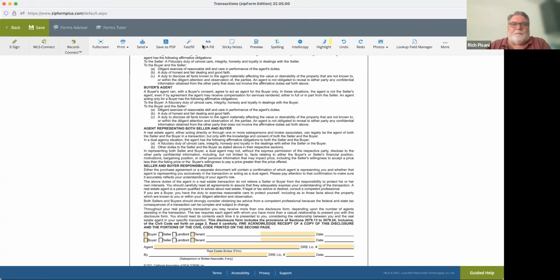Sorry. All right, so it's required by statute, and it also discloses that there can be dual agency where the agent represents both the buyer and the seller. Let's all remember that agency is in regards to the brokerage, not only the individual agent.